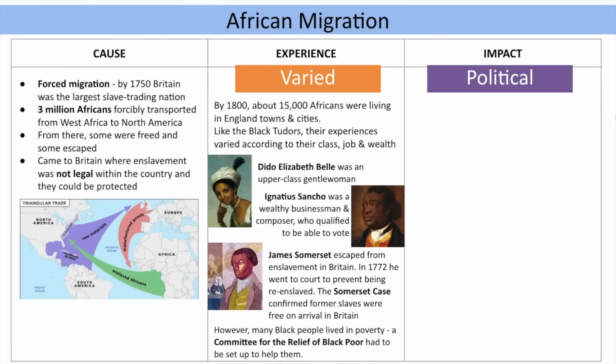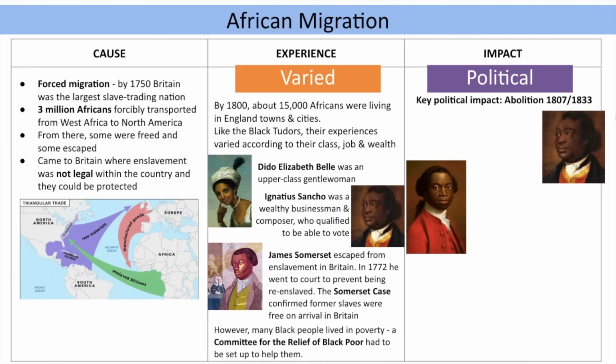In terms of impact, we really focus on the political impact of African migrants at this time, specifically on how they contribute to the abolition of the slave trade. The slave trade is abolished in Britain in 1807, and then slavery itself is abolished in Britain from 1833. And we see several African migrants contributing to that.